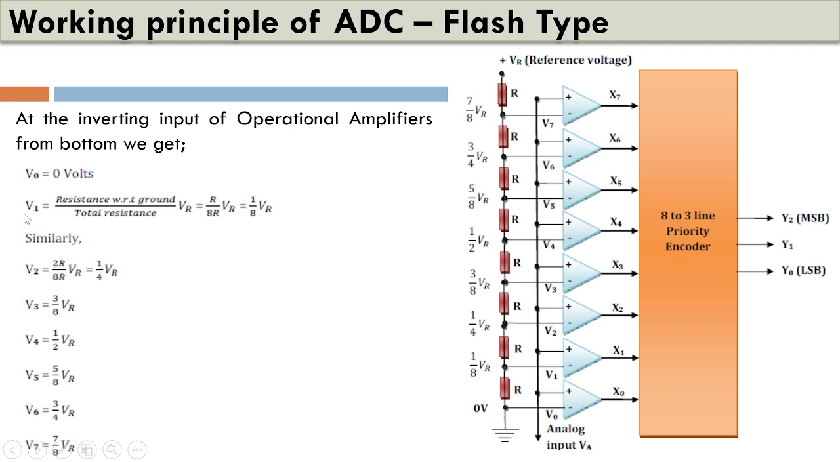Then we have V1, the resistance with respect to ground. It is this resistance divided by the total resistance, multiplied by the reference voltage. What we can see is we have R, and there are 8 R's, so the total resistance is 8R. R gets cancelled, and what we get is 1 by 8 VR. In this manner, if we calculate the other values, we will get 1 by 4 VR, 3 by 8 VR, 1 by 2 VR, 5 by 8 VR, 3 by 4 VR, and 7 by 8 VR.